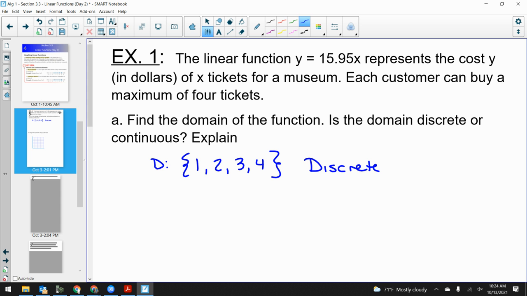Now, in the other examples, it asks me to identify what the pieces of the equation mean. So let's do that here. Y is equal to 15.95x.